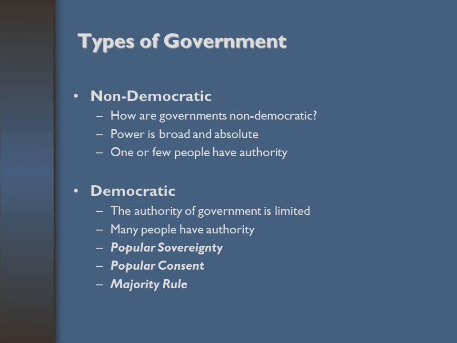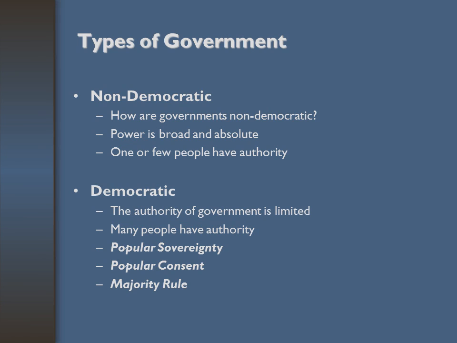I showed you in that table that the powers to make laws, execute laws, and interpret and adjudicate laws all fall in the hands of one or a few people. Those functions of government are held by one or a few. Those are major characteristics of authoritarian governments. Whereas if you contrast that with democratic governments, the authority of government is in fact limited. In democratic governments, power is limited.